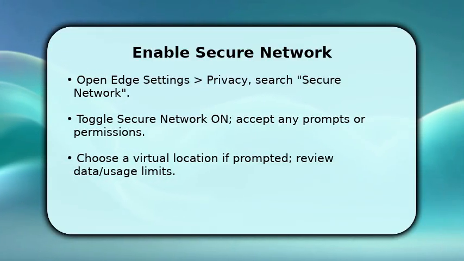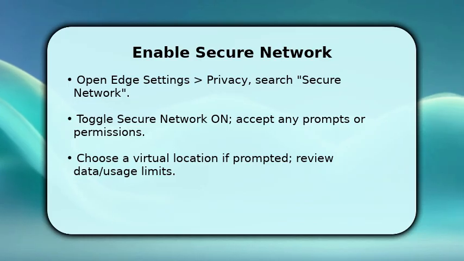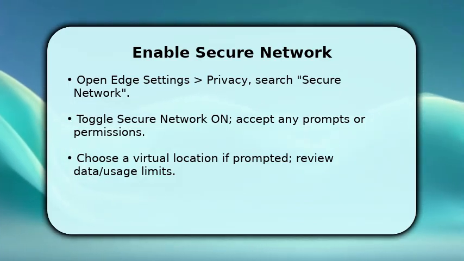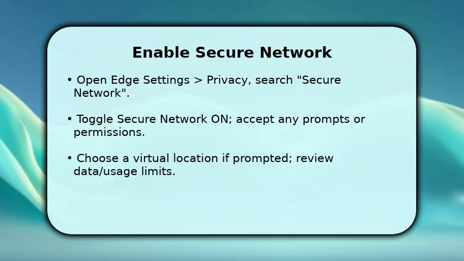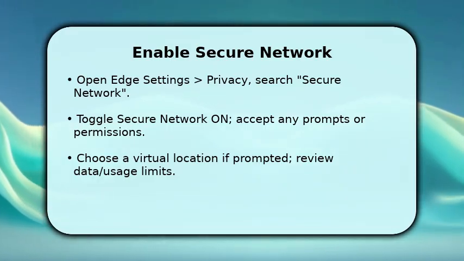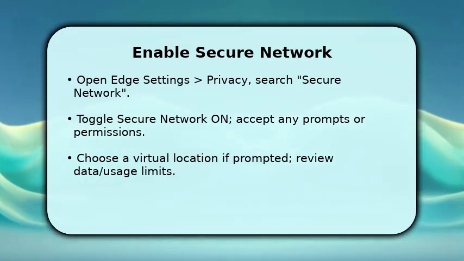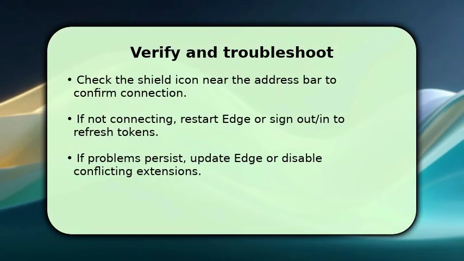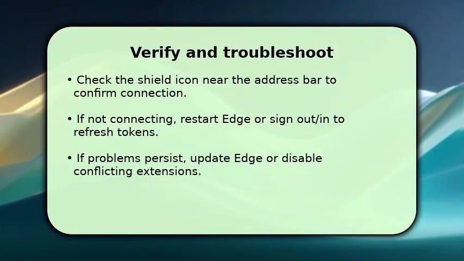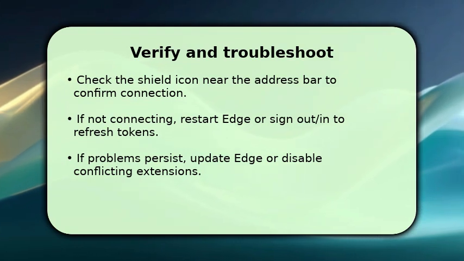If it asks, pick a virtual region or let it auto-select. Note any data limits shown so you don't hit caps unexpectedly. This step creates the VPN-like tunnel inside Edge rather than at the system level, which is why you'll finish by verifying the shield icon next to the address bar. That shows Secure Network is active and your IP is masked.